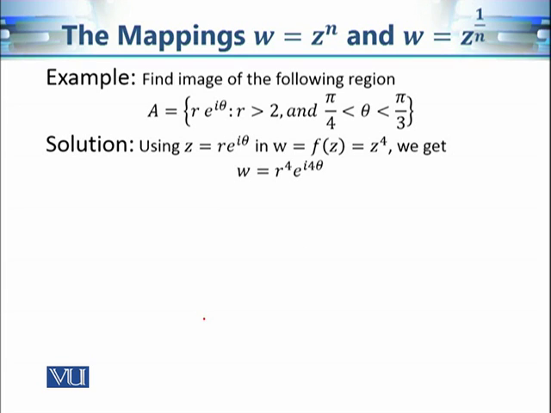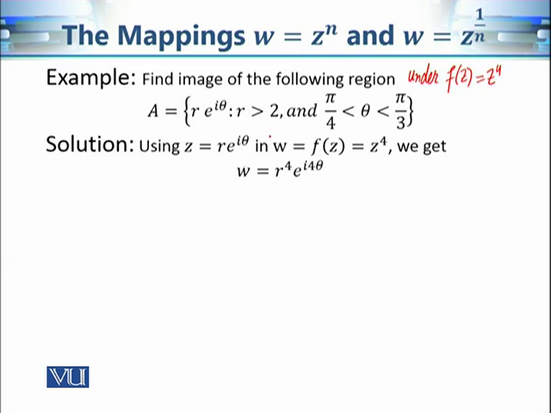Now let's try to solve some simple questions involving the mappings. In this case we consider the map z raised to power 4, and we want to know the image of the following region under the map f of z is equal to z raised to power 4.